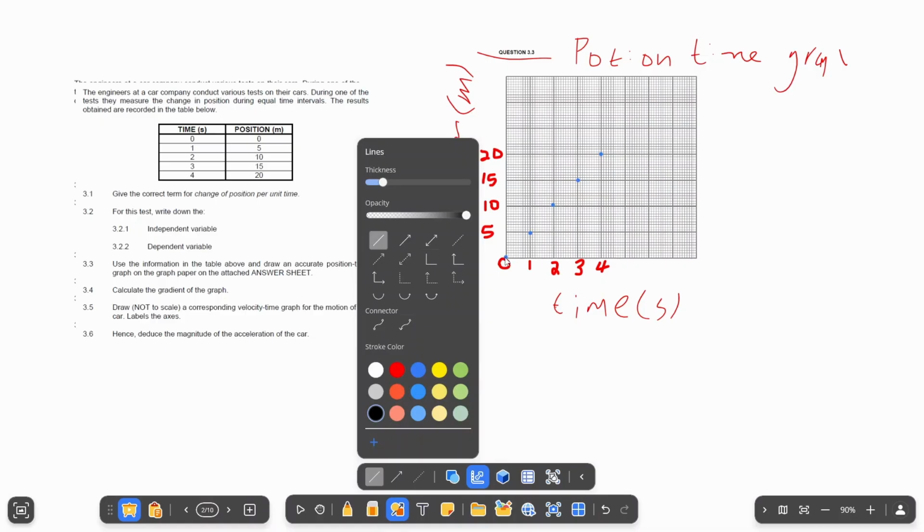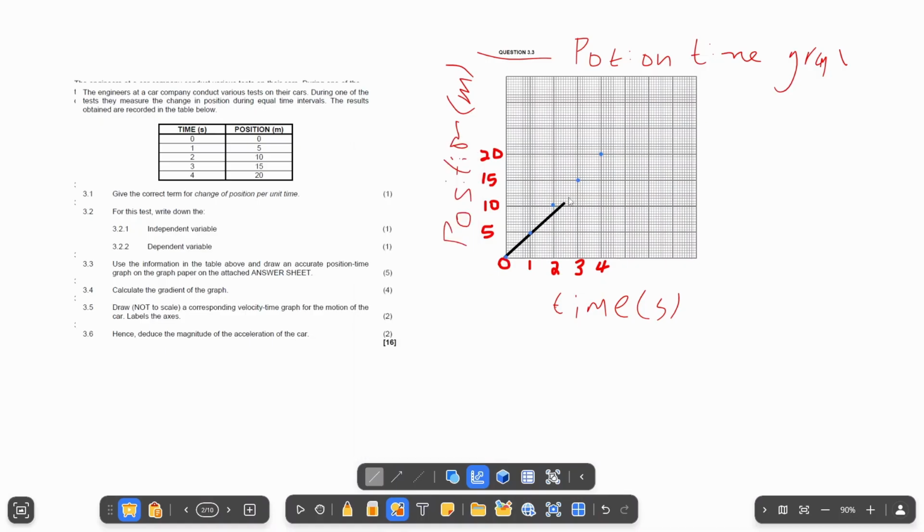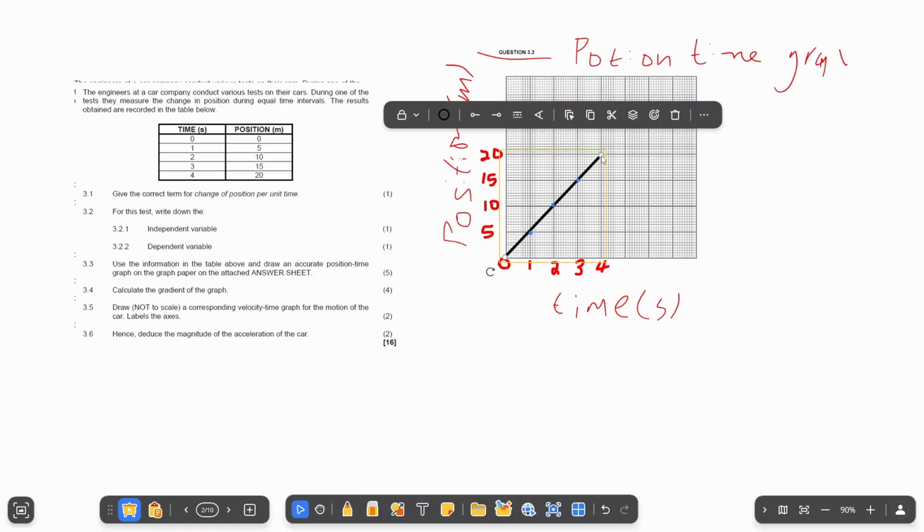And then I will start from this point and make sure most of the points are on the line. That is called the best fit. Most of my points are on the line, in this case almost all of them. If you check, almost all of them are on the line. So that's good. Now we have drawn our graph.